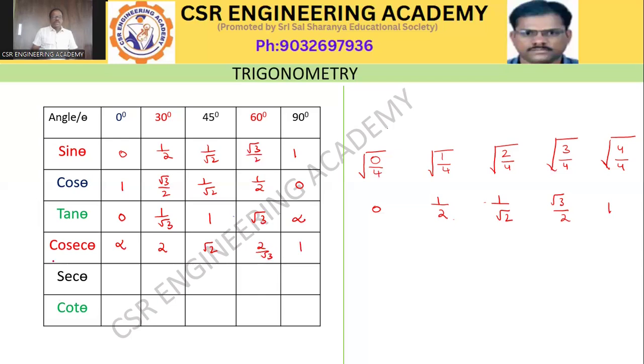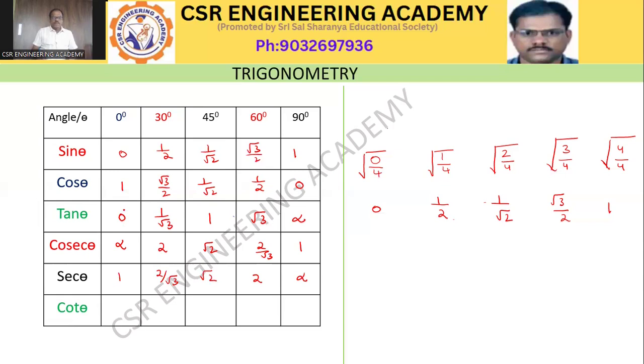Secant theta is equal to reciprocal of cos theta. 1 by 1, 1. 1 by root 3 by 2, that is 2 by root 3. 1 by 1 by root 2, root 2. 1 by 1 by 2, that is 2. 1 by 0, not defined. Cot theta. That is reciprocal of tan theta.